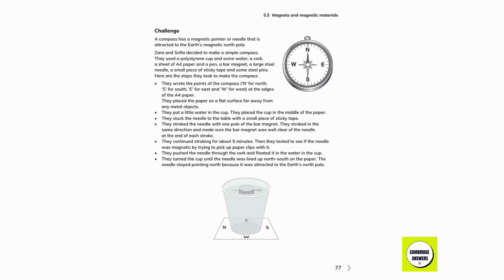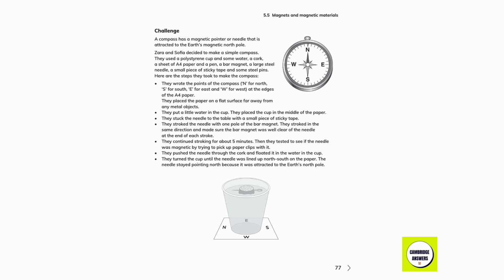They stroked the needle with one pole of the bar magnet. They stroked in the same direction and made sure the bar magnet was well clear of the needle at the end of each stroke. They continued stroking for about 5 minutes. Then they tested to see if the needle was magnetic by trying to pick up paper clips with it.